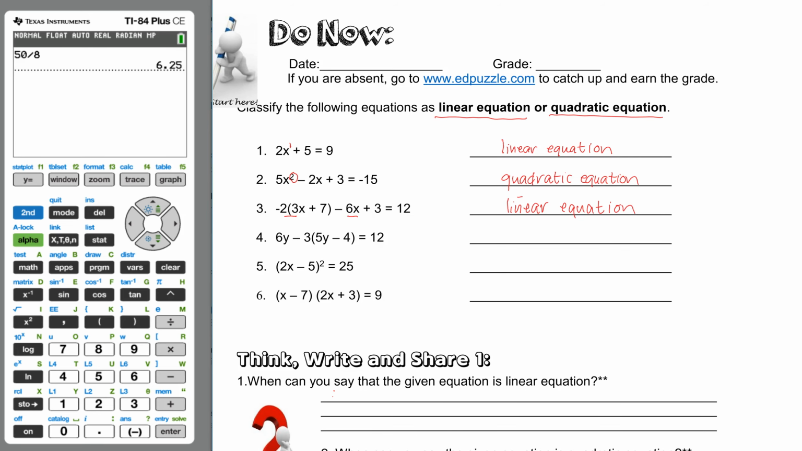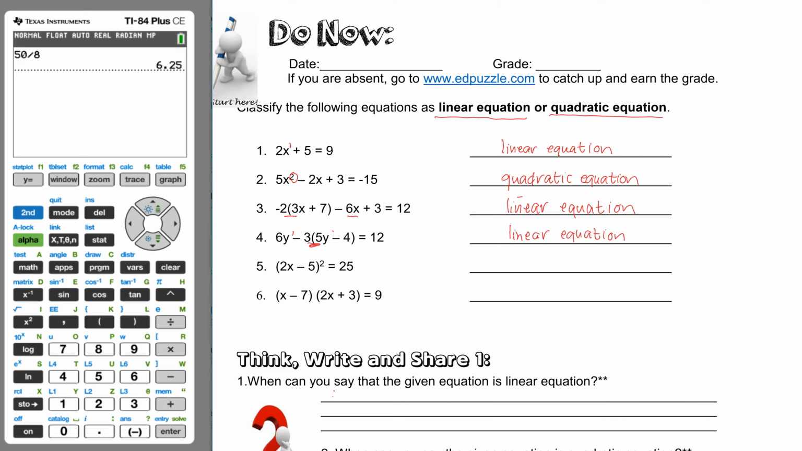Number 4, see here, I see 1. 1 will multiply this, that would still be a linear equation, because negative 3 times 5 is negative 15y. You combine that with 6y, that will still have an exponent equal to 1. So this one is a linear equation as well.